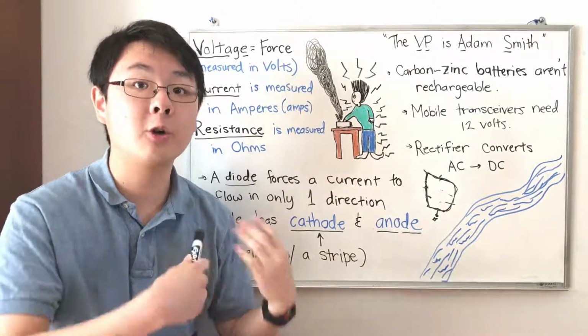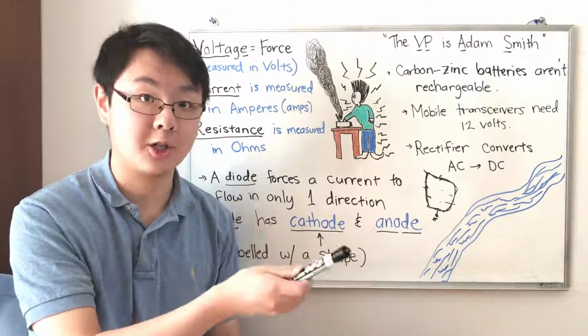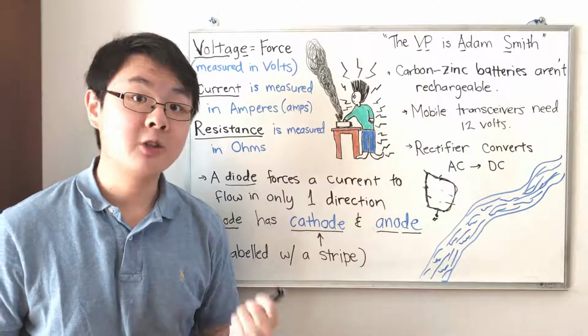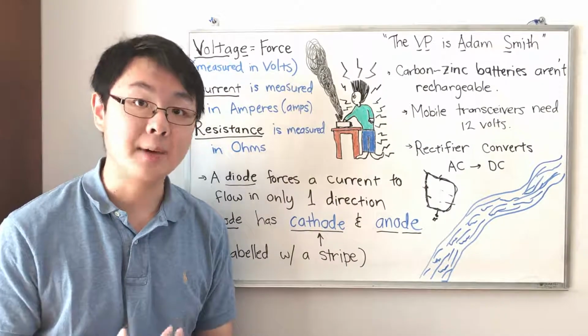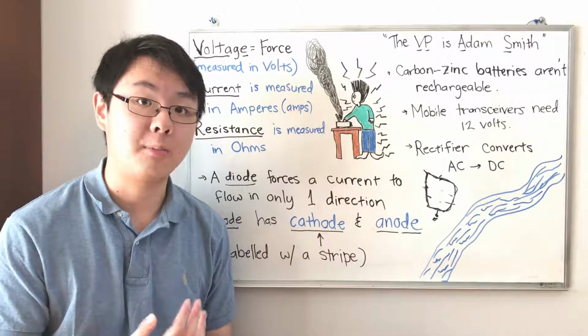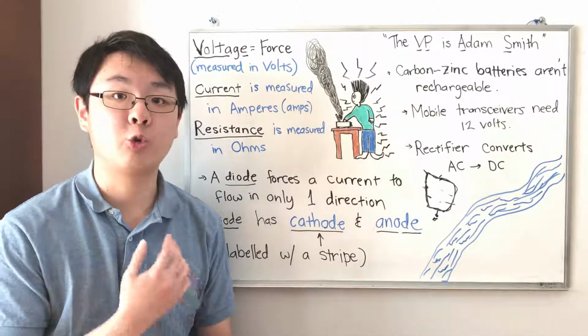That's why it's called alternating. It's alternating direction. The only thing is, alternating current has a little problem with it. Most appliances run on DC power, not AC or alternating current power. So DC stands for direct current.